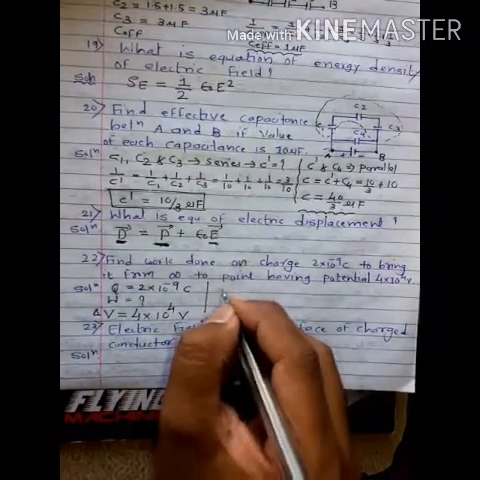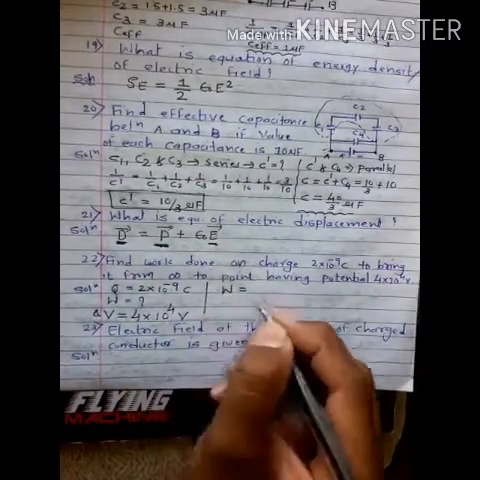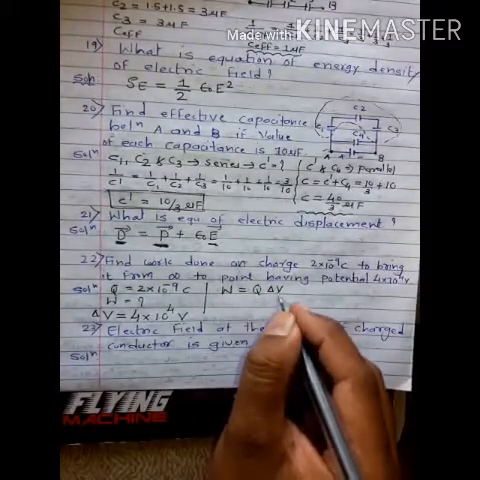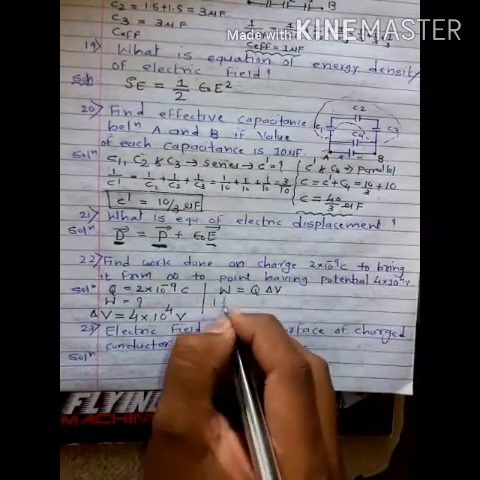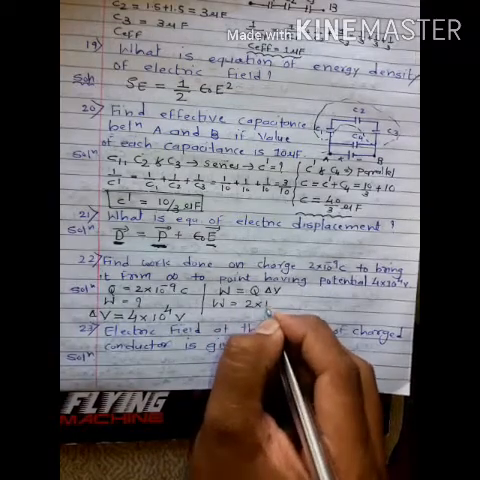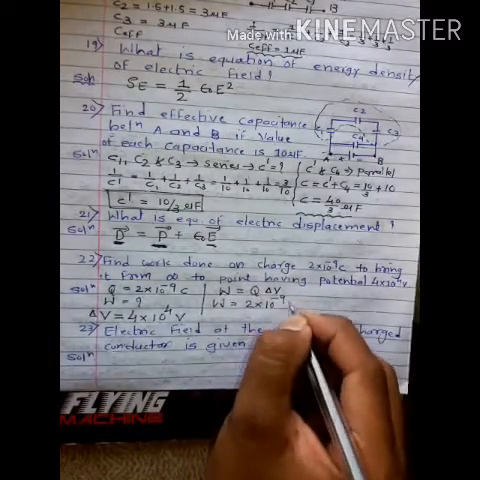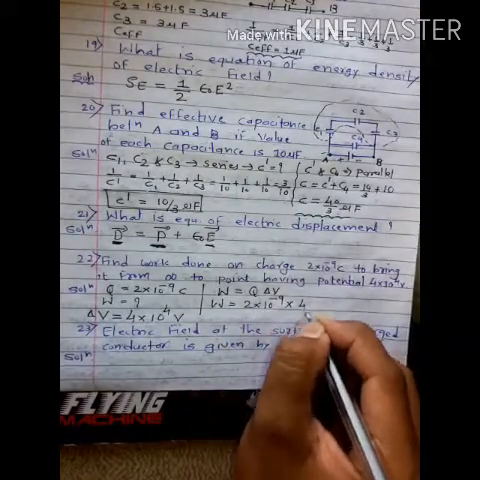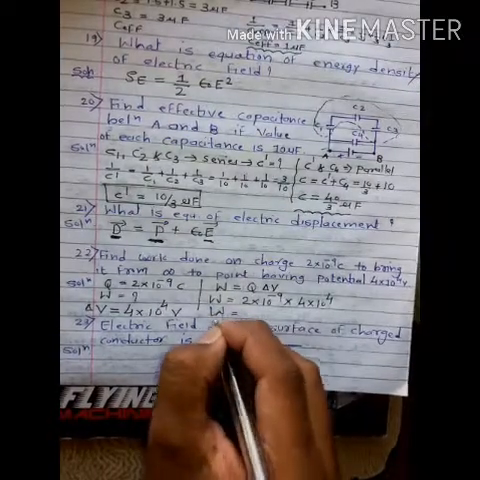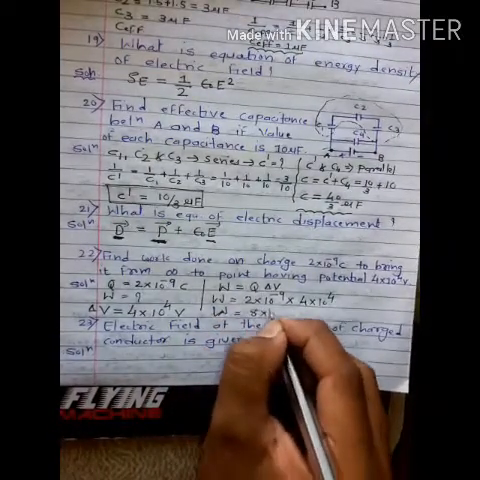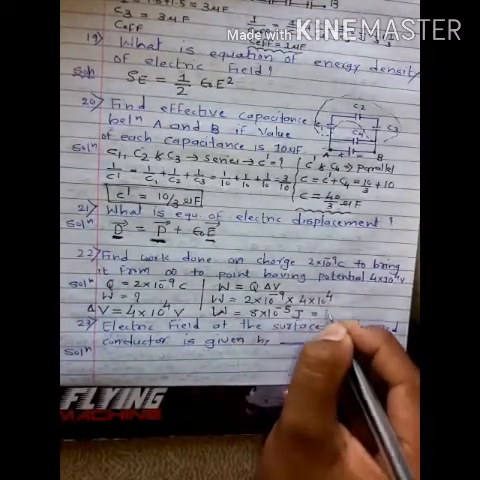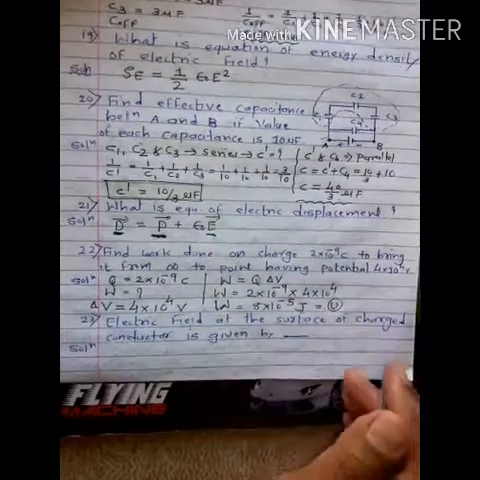So we have a simple equation of work. Clear? Work W is equal to Q into delta V, charge into change of potential difference. Therefore W is equal to charge. The value of charge is 2 into 10 raised to minus 9 into potential difference, which is 4 into 10 raised to 4. So our answer is W is equal to 8 into 10 raised to minus 5 joule. Okay, this is also known as potential energy.